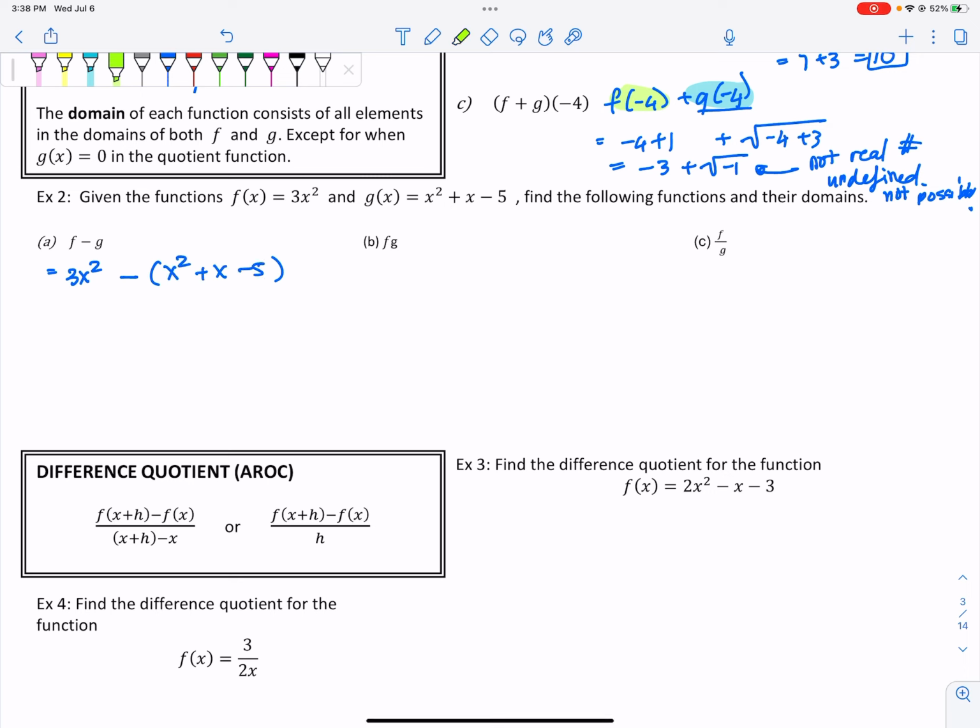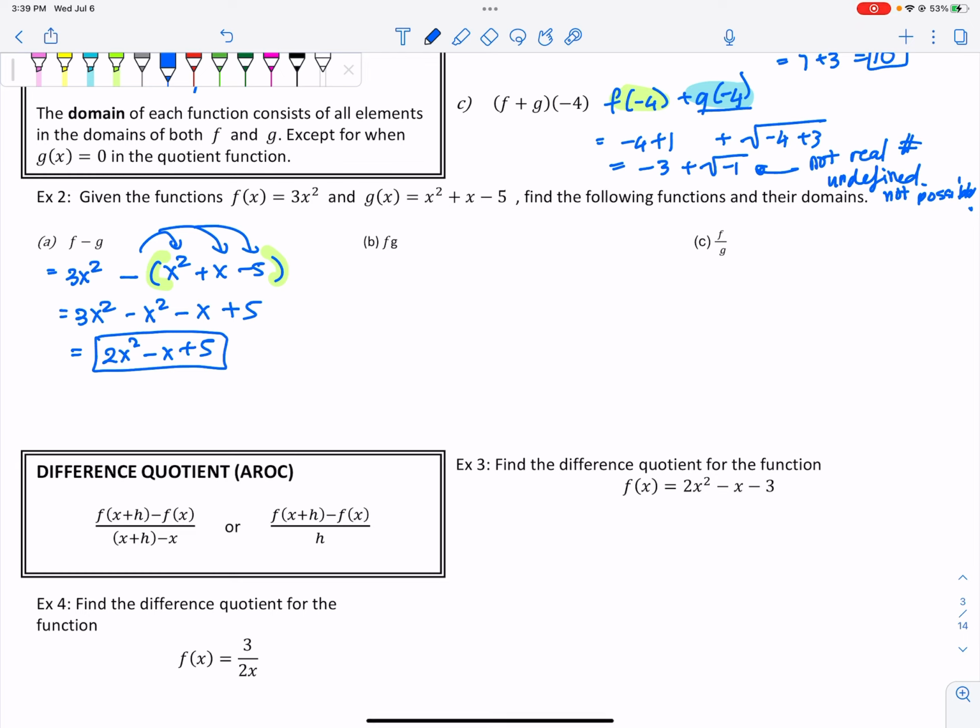It is very important that you put parentheses around the g of x function. And then when you subtract, we've got to distribute the negative to all these terms. So that's going to be 3x squared minus x squared minus x plus 5. This simplifies to 2x squared minus x plus 5. Notice this is a polynomial.